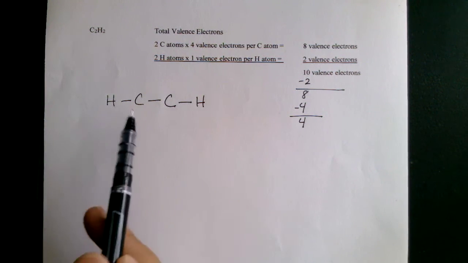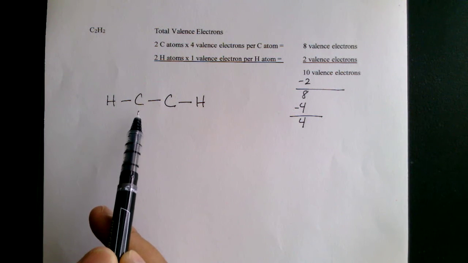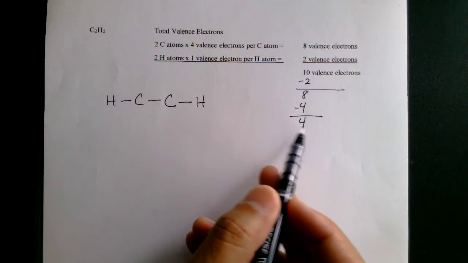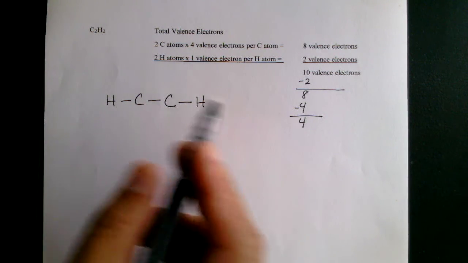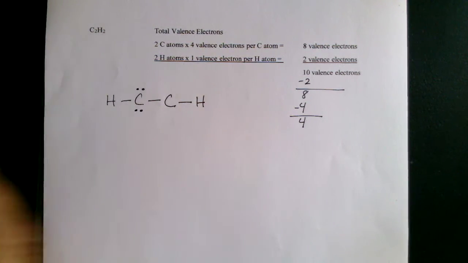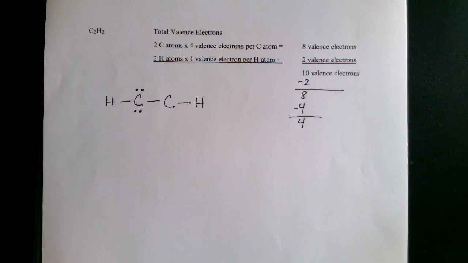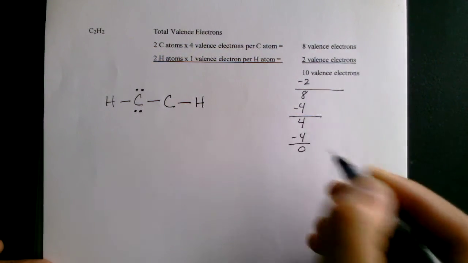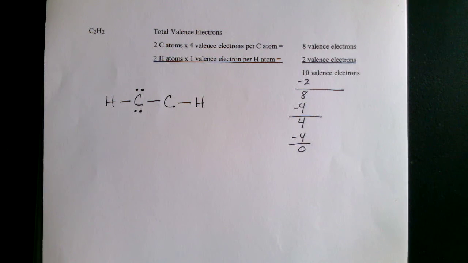Interestingly, each carbon atom only has 4 valence electrons, and carbon atoms are most stable when they follow the octet rule. So of the 4 valence electrons remaining, I'll draw the final 2 pairs on one carbon atom. And notice that there are 0 valence electrons remaining.